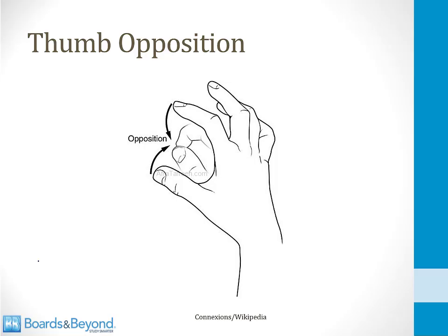This allows for precise movements, and this was thought to be a major step in evolution because it allowed us to carry out more precise and exact movements.